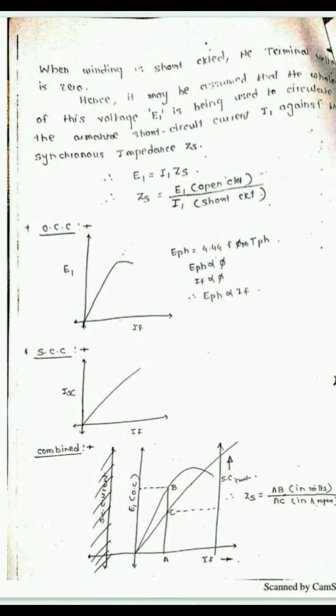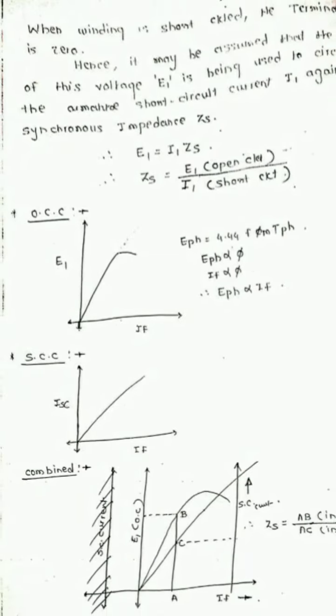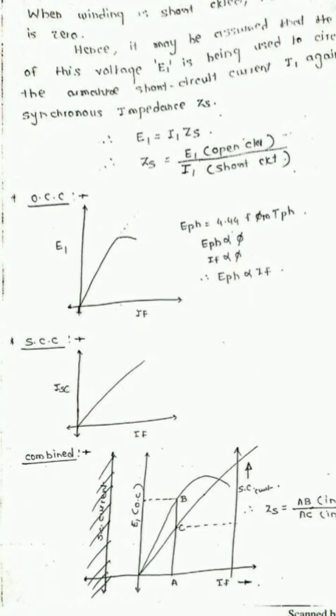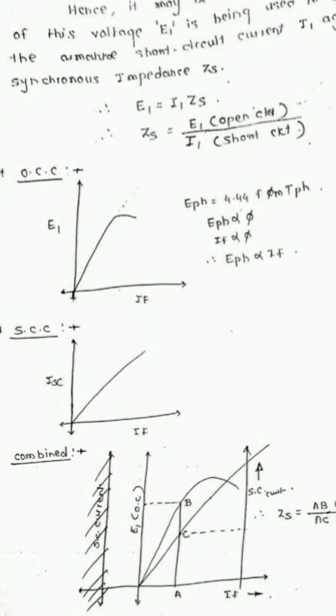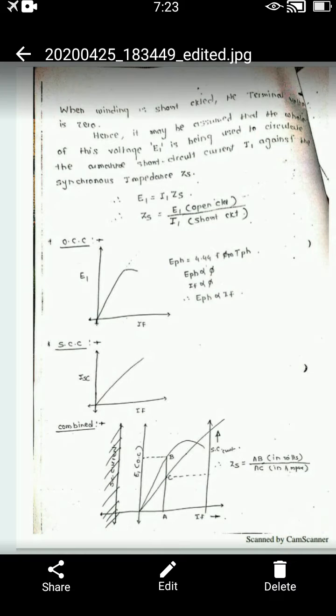We know the fundamental EMF generated equation of an alternator, that is EPH is equal to 4.44 Kp Kd F into phi into T, where F is frequency, phi is flux, and T is the number of turns. From that equation, we get the relation that EPH is directly proportional to phi. Similarly, the field current is directly proportional to phi. Therefore, the plot of E1 and IF should be a straight line, but after some breakaway point, it should be reduced. Similarly, the short circuit characteristics, drawn by field current versus short circuit current, is also a straight line.